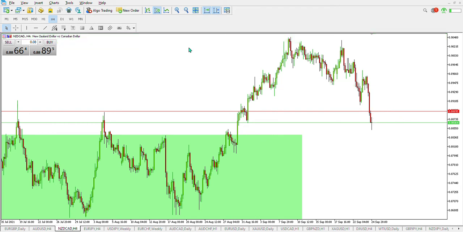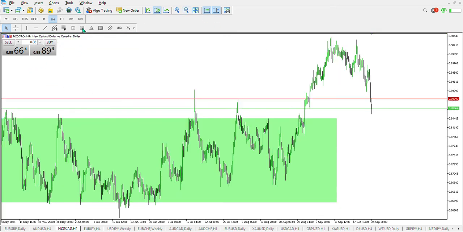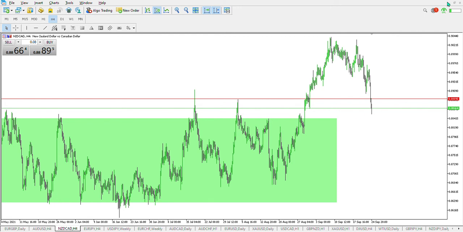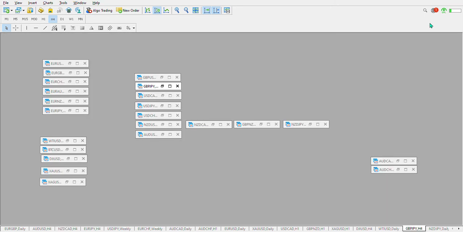So what we can expect here now, if the price starts respecting this area of support, we can see another push to the upside. If not, then the price can easily continue to the downside, just to these previous lows over here, or even lower to this support area. So that's a cool chart for me. I like how this chart moves.